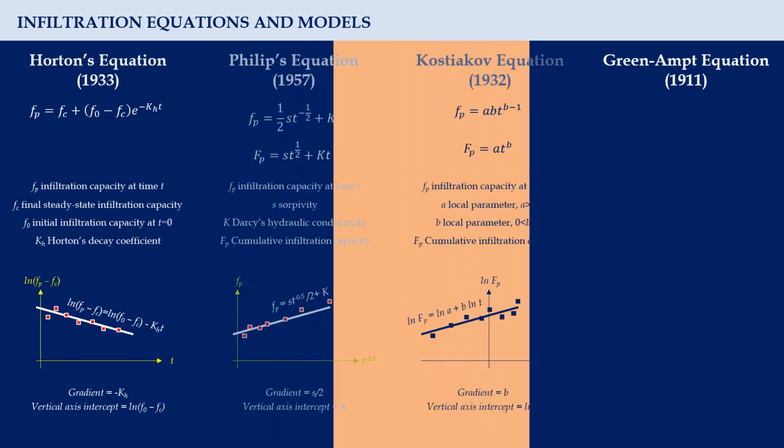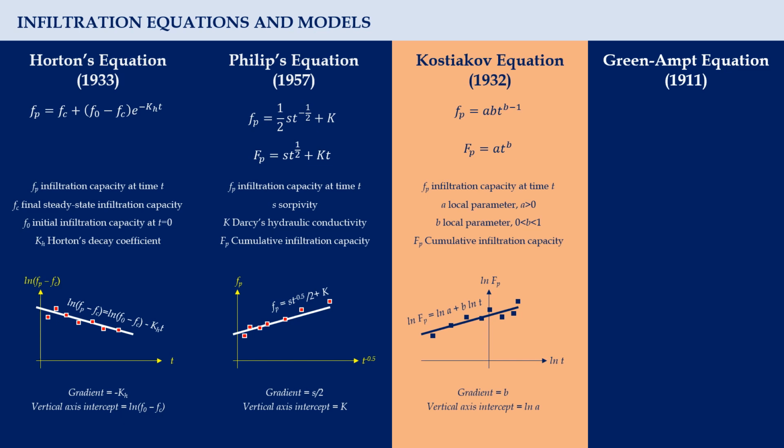The Kostiakov model introduces local parameters A and B in the infiltration capacity equation. The value of A is always positive, while the value of B should lie between 0 and 1. To evaluate the parameters, we may work based on the equation for cumulative infiltration capacity. From there, we plot a graph of the natural log of cumulative infiltration capacity against time. The best fit line should give a gradient of B and intercept of ln A.